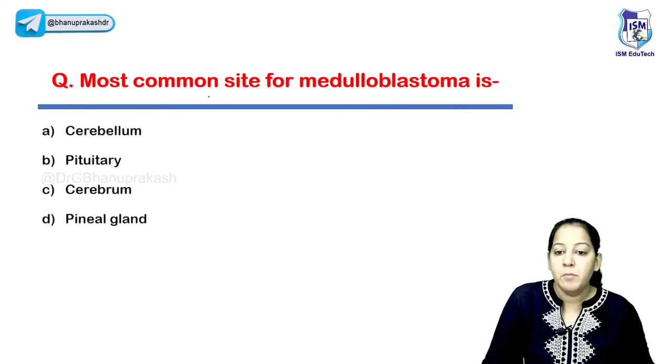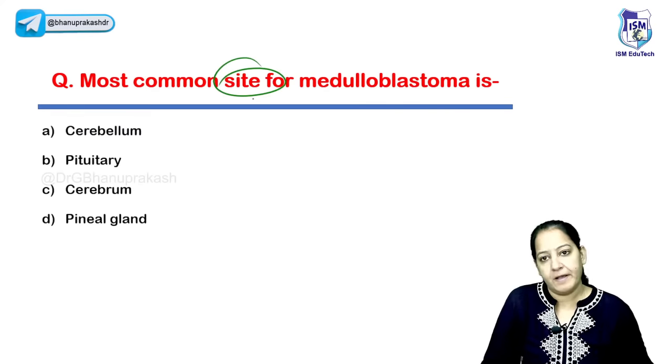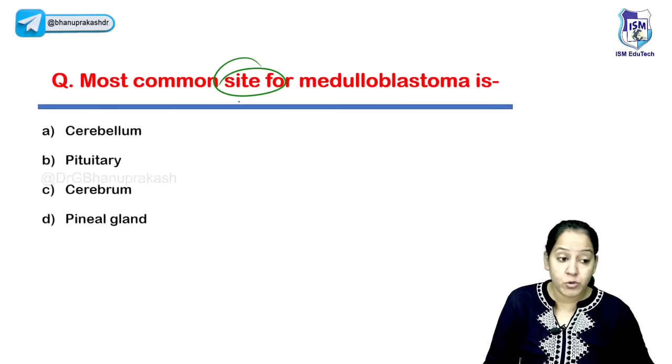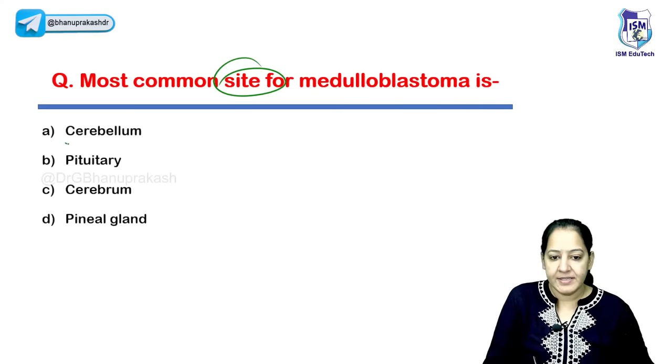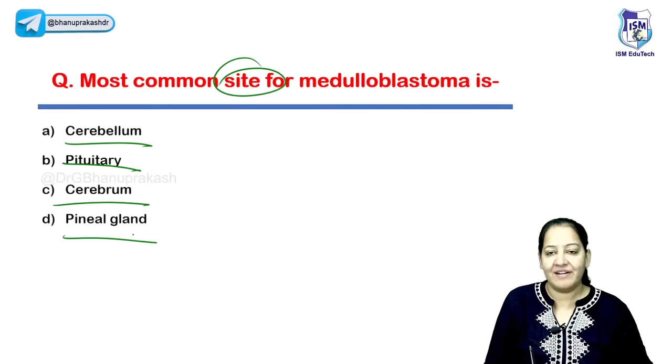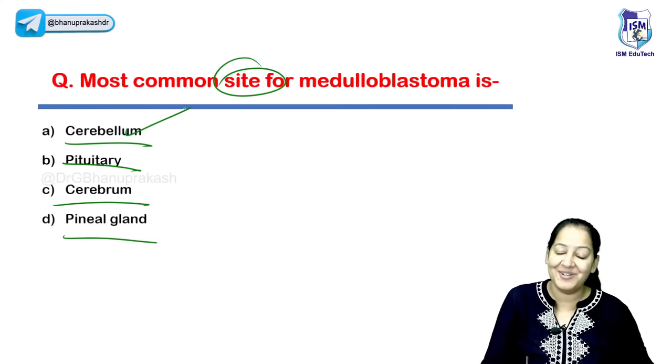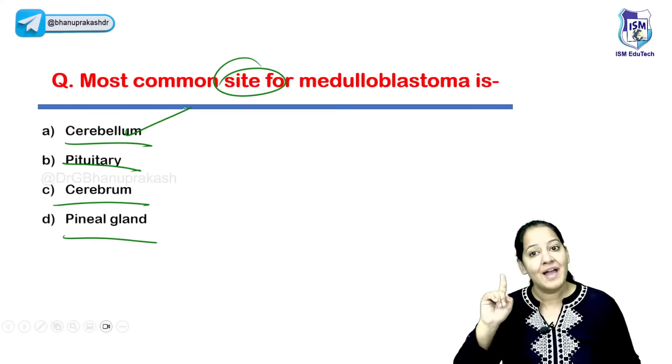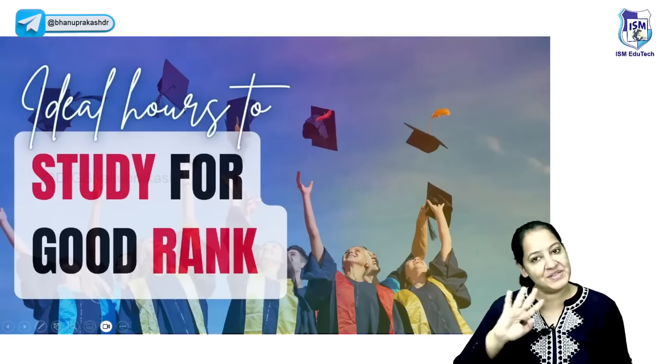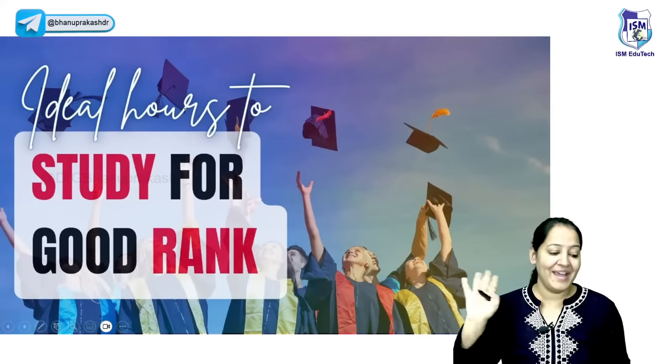Most common site of medulloblastoma. This is the better one. Can you please tell me what is the most common site of medulloblastoma? Is it cerebellum, pituitary, cerebrum or pineal gland? I told you very clearly. Yes, it also occurs in cerebellum, like type 1 astrocytoma, pilocytic astrocytoma. That's all about it, so we are done.